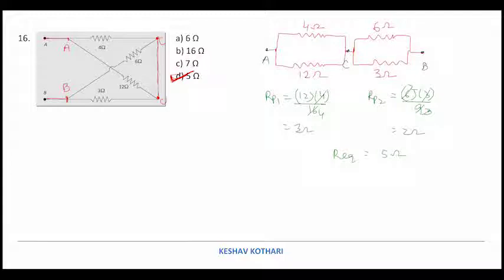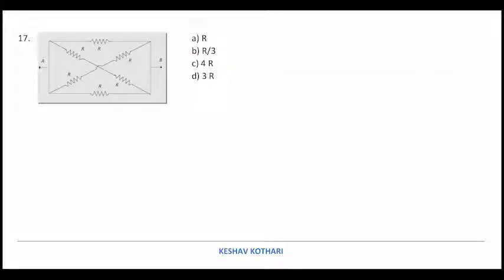Let us move to the next problem. So we repeat the same procedure which we learned in the previous problem. So these points are A, all of them are A, and this point is going to be B.